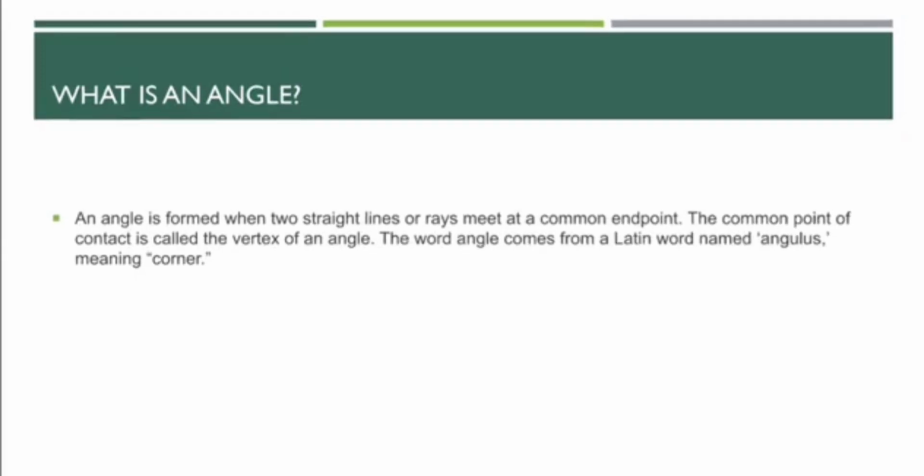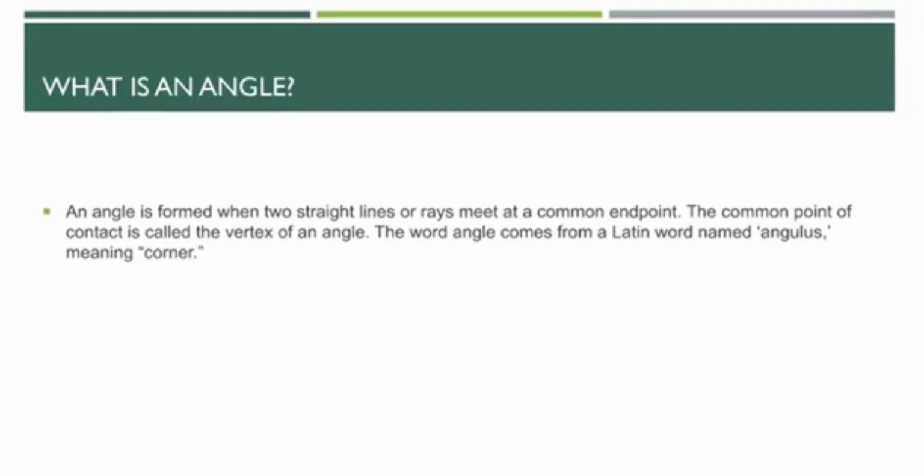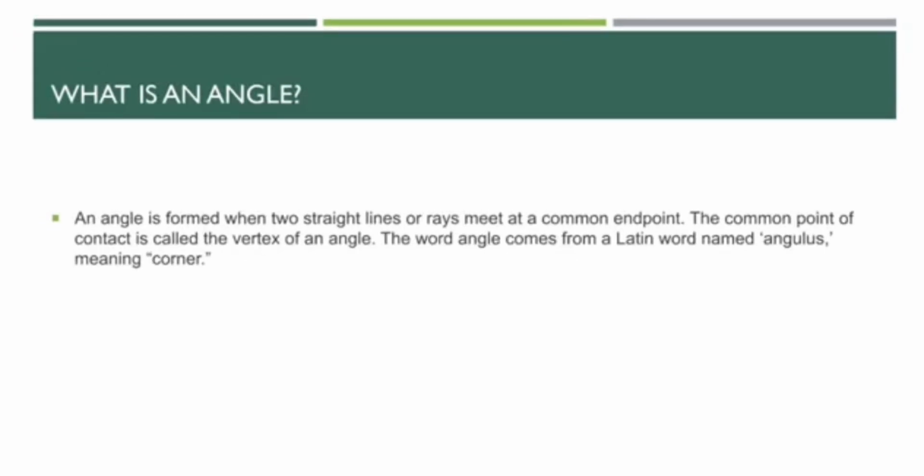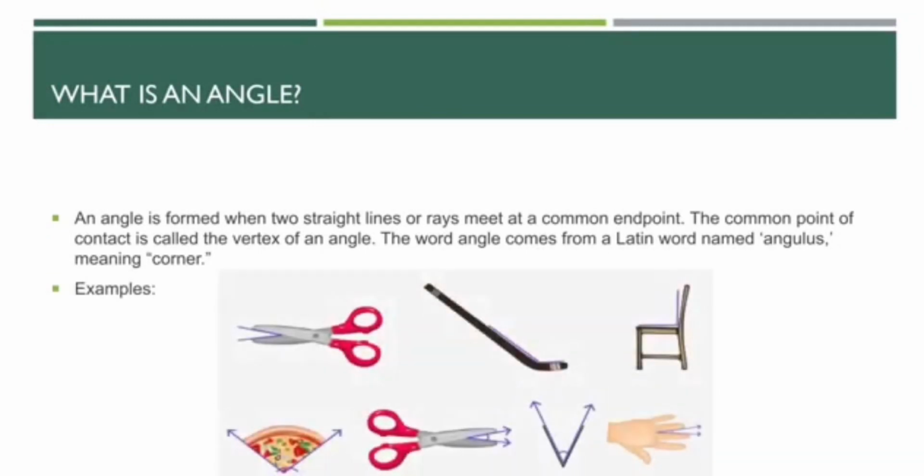The common point of contact is called the vertex of an angle. The word angle comes from a Latin word named angulus, meaning corner. Many daily life examples of an angle include cloth hangers, arrowheads, scissors, partly opened doors, pyramids, table edges, rulers, etc. Here are some examples.